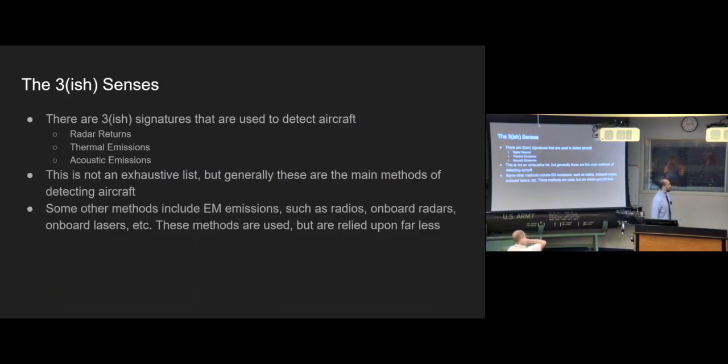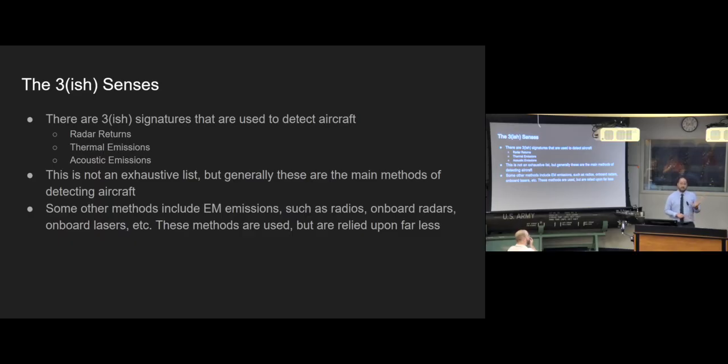All right, 3-ish senses. There are 3 main ways, really 2, but there's a third one that is accounted for submarines and such. 3 signatures that are used to detect vehicles, aircraft, etc. Radar returns, by far the most common. Thermal emissions, which, while not as common, are useful. And there's an entire field of electro-optics and infrared technology that's actually extremely important for this. Missiles make heavy use of this type of stuff.